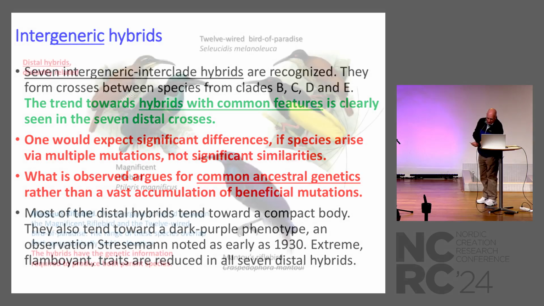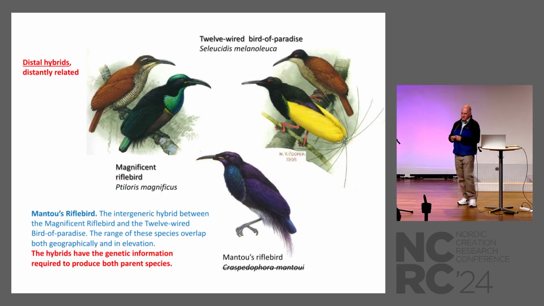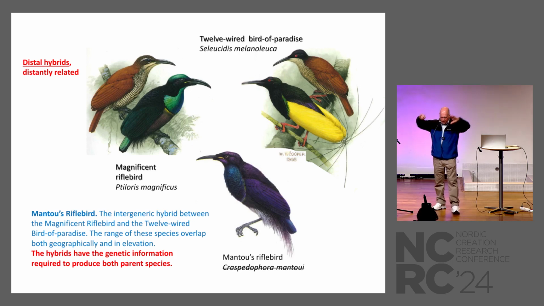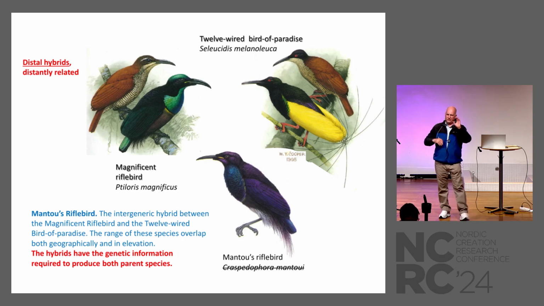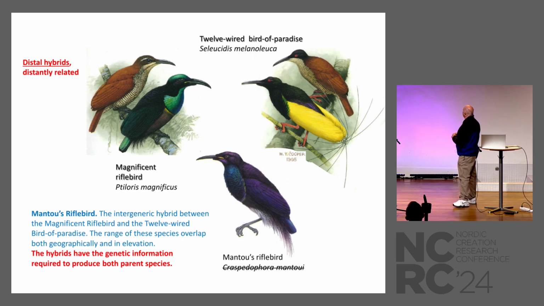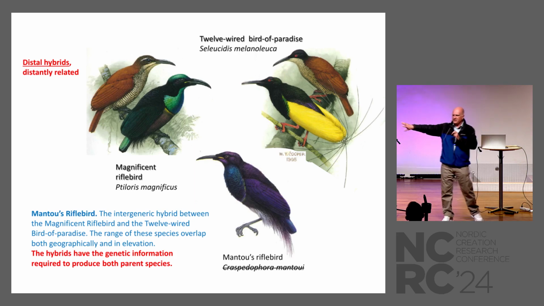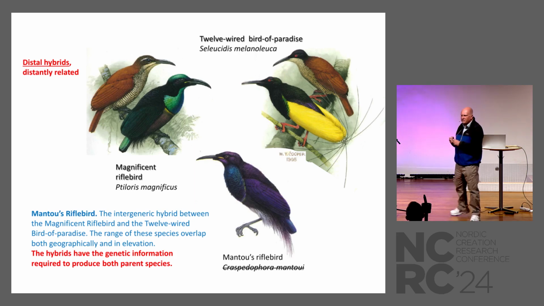So let's check out some of these distal hybrids. We've got a magnificent rifle bird. It's a very beautiful bird. It opens up its wings in a beautiful display, and it makes a sound like a rifle shot, which is where it gets its name from. And the 12-wired bird of paradise, quite extraordinary, with these bright yellow feathers. And you can see the way the shaft of the feather extends out towards the base. There are 12 of these shafts.